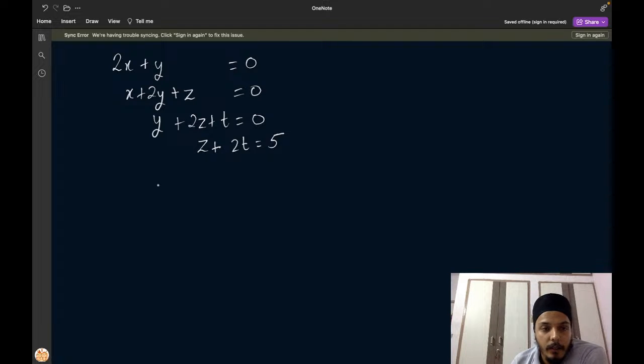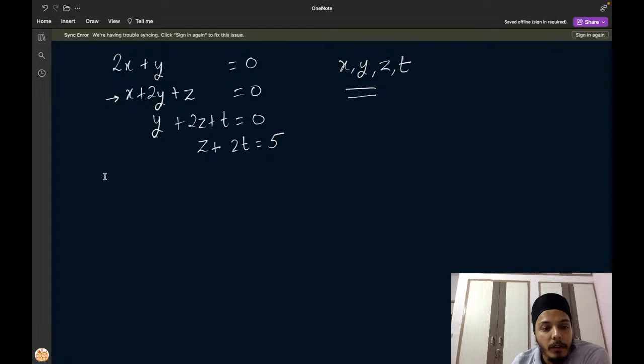Now let us solve our questions. Here you can see we have four variables: x, y, z and t. First we will eliminate x from our second equation. We don't have x in the third and fourth equations, so we don't need to do that operation. Similarly, we need to eliminate y from our third equation and then z from our fourth equation. So this is a simple example.